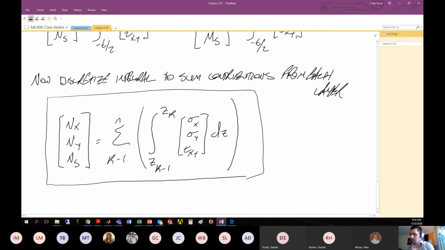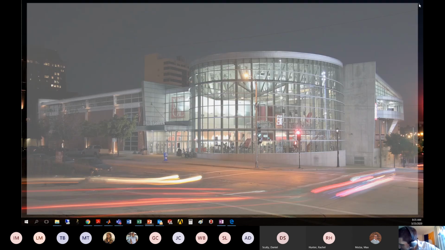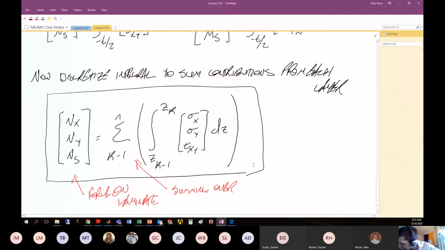Okay, so again, this is the force on the laminate. And that's normalized by the various lengths in the laminate. Here, this integral is summing over all lamina. And here, this is the stress distribution.